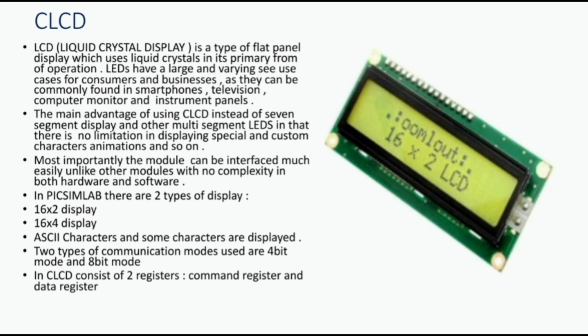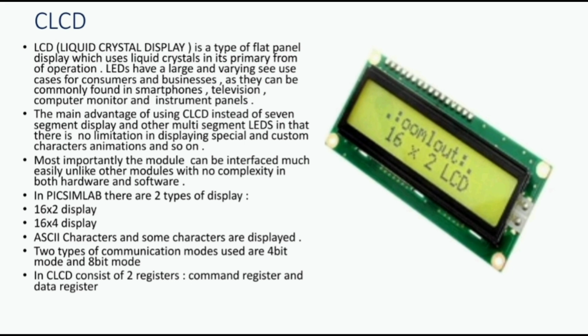The main advantage of using CLCD instead of 7-segment display and other multi-segment LEDs is that there is no limitation in displaying special and custom characters, animations, and so on. Most importantly, the module can be interfaced much easily, unlike other modules, with no complexity in both hardware and software.